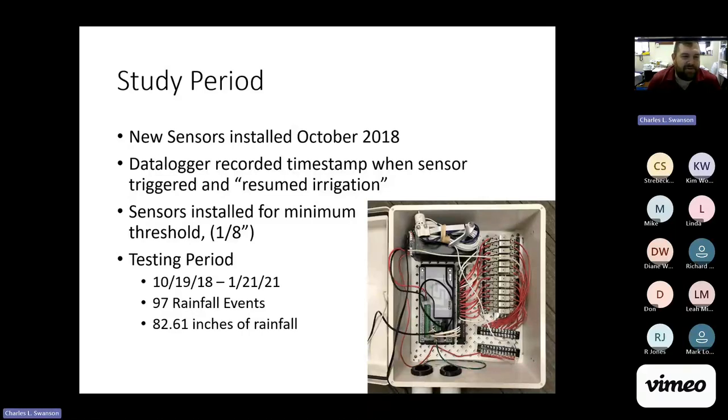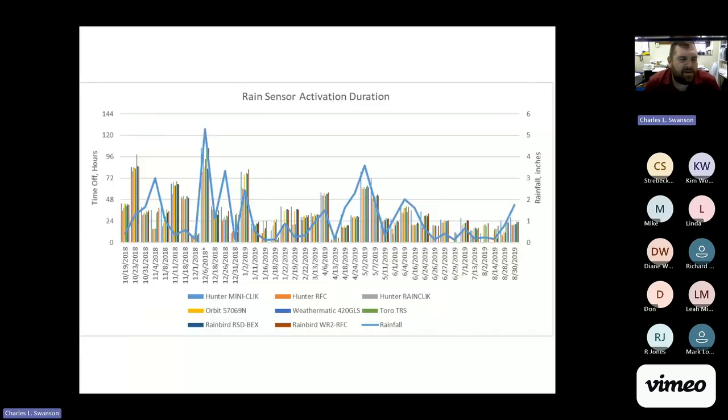You did not have a major drought during that period. And so all these sensors were hooked up to a data logger computer, and we recorded when they triggered and resumed irrigation throughout the year. And so here I have a little snippet of data from the initial year. What we can see here is each little color bar represents a different model of a rain sensor. The blue line is how much rain occurred on a particular storm event. And then how many hours did the rain sensor turn off irrigation for? And so we can see that there's a lot of consistency among the manufacturers here. They were all installed real close to each other.